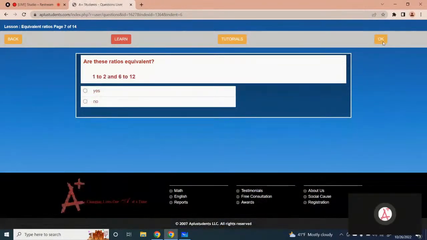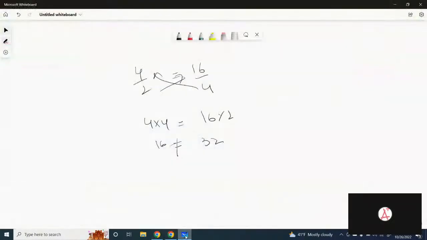Okay, the next one is 1 to 2 and 6 to 12. Just write them down in fractional form. Let's just do cross multiplication. 1 times 12 equals 2 times 6. Got it? 12 times 1 is 12 and 6 times 2 is 12. Got it?